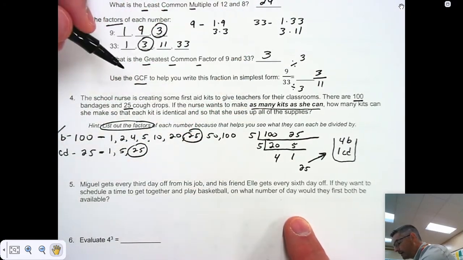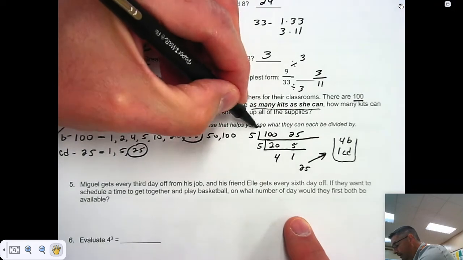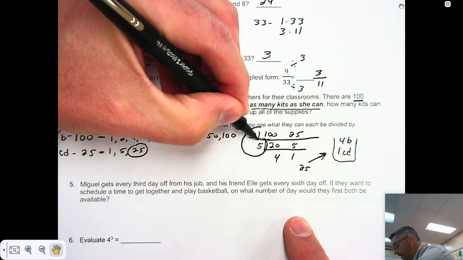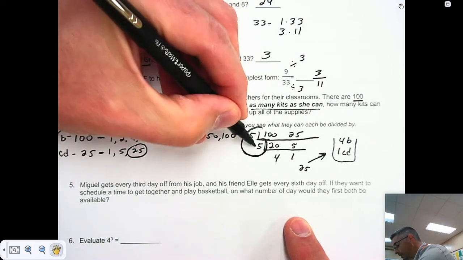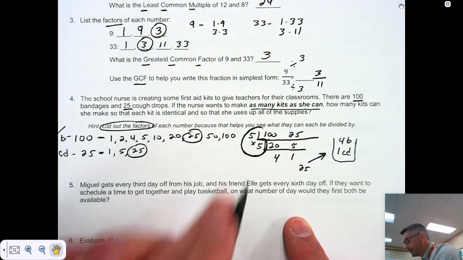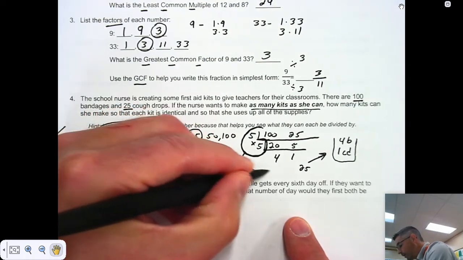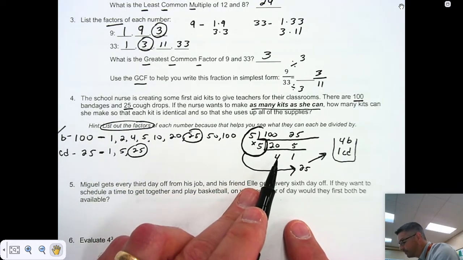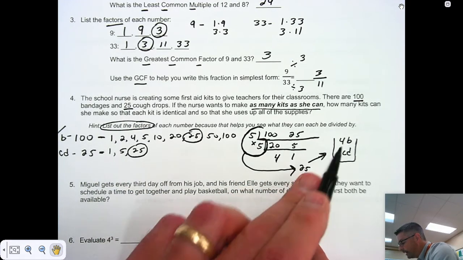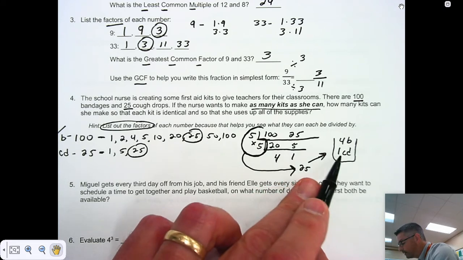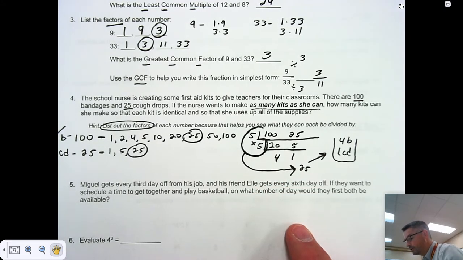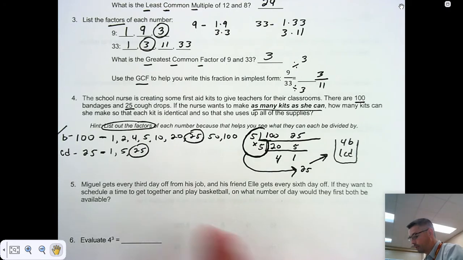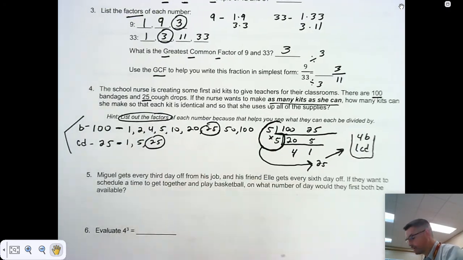And then greatest common factor starts with a G. And I taught you in class, if you make a G, an imaginary G, you multiply those two together, you still get 25 kits. And what's cool about the cake method, it takes 4 bandages and 1 cough drop. So you use the way that works for you. Most people will do the list.